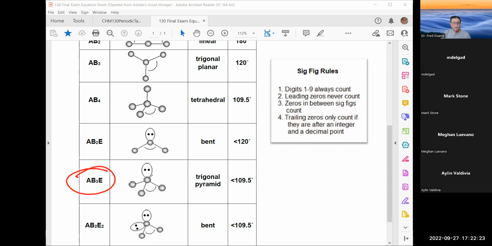AB3E. Here we got nitrogen in the middle, and then the hydrogens around it. Okay. And that has a specific name called trigonal pyramid. And that bond angle is much less than 109.5. Again, because of the lone pair. They're taking space and causing that bond angle with the other species to shrink.